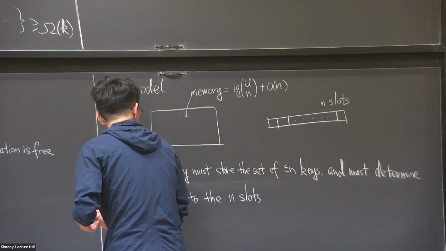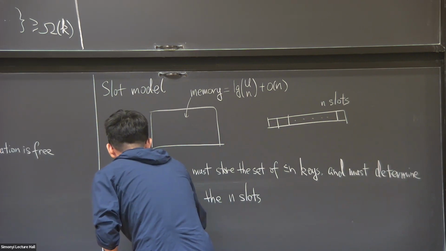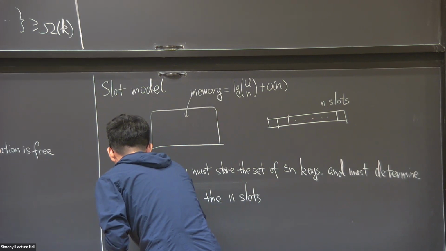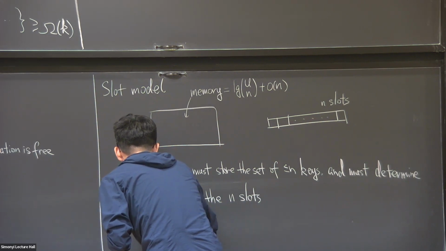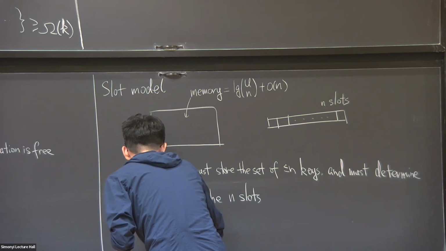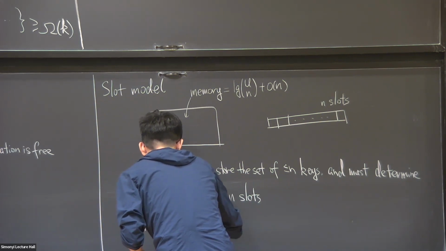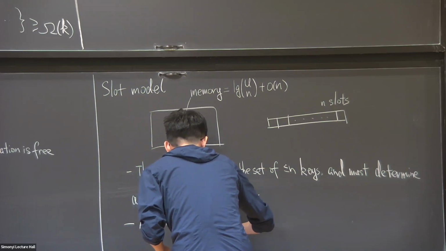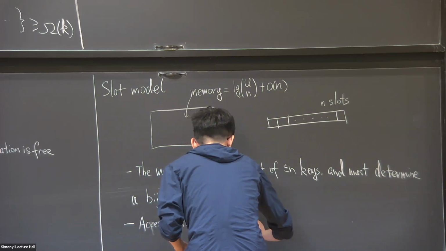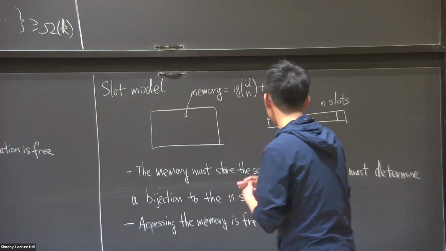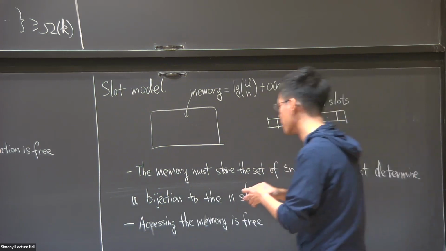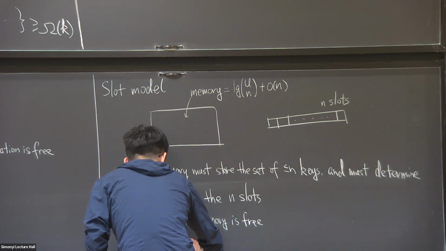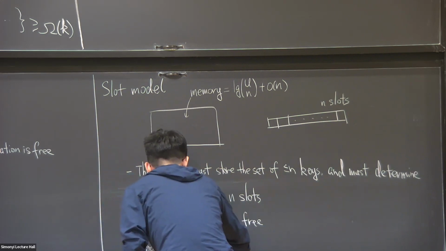And also, in the slot model, we further assume that this entire memory is actually free to access. So accessing the memory is free. And we only count how many times we access slots or maybe move the values around. And only count the number of moves or accesses to the slots.